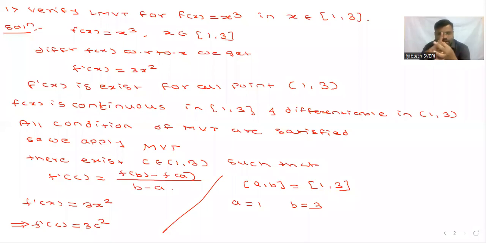Just we put the standard result and we got the required answer. Very good. Those who are solving, solve it.